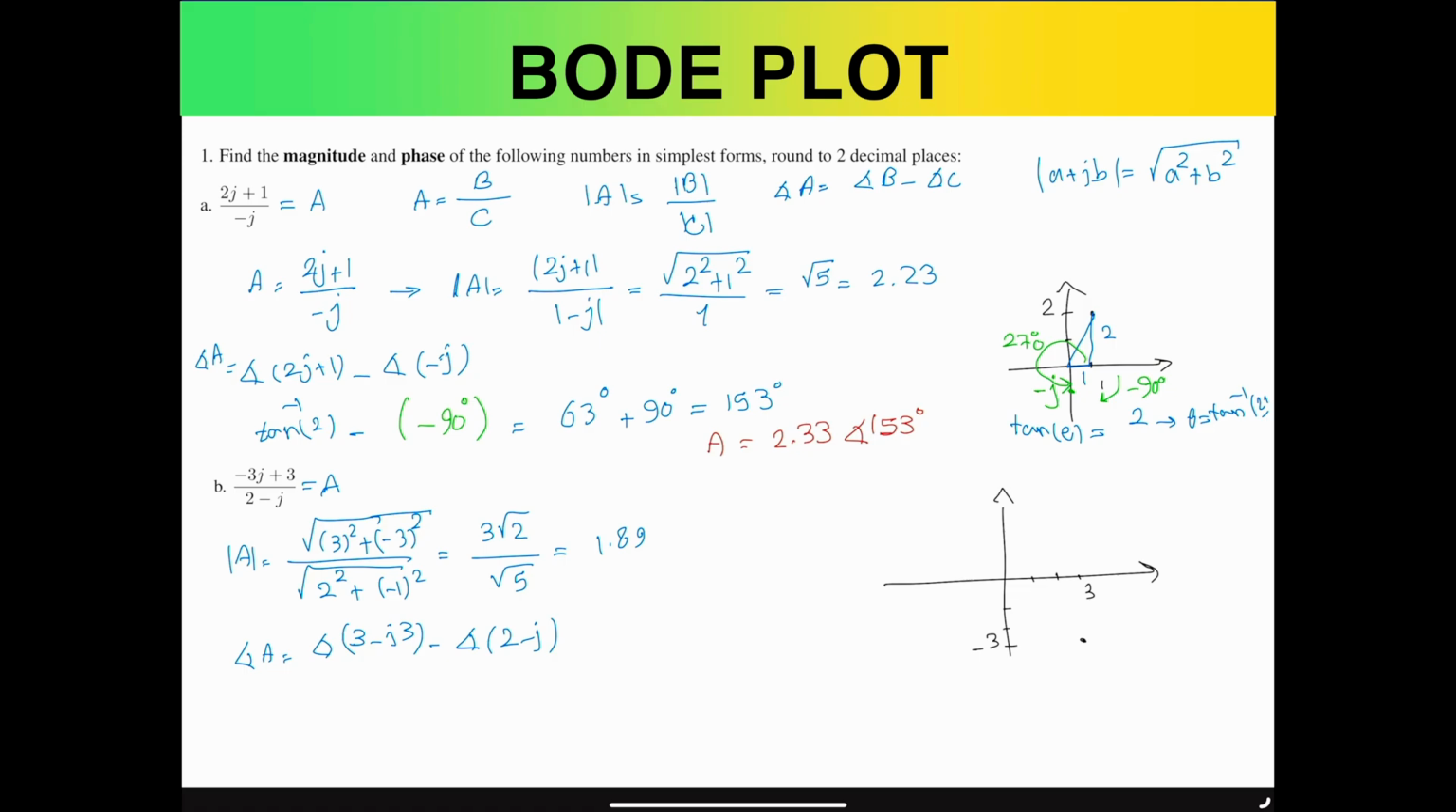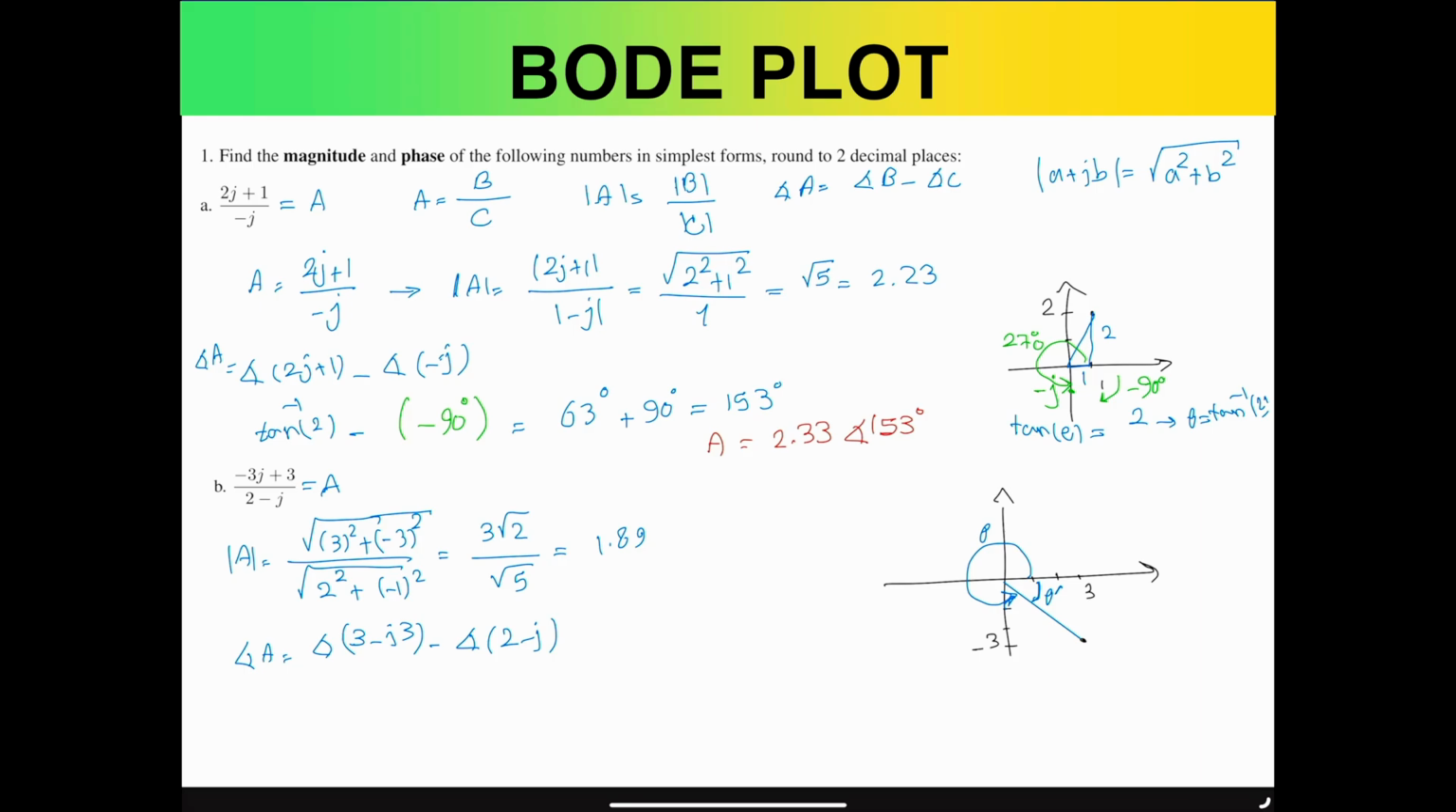And in terms of the angle, we need to find the angle from the horizontal axis all the way to this point. However, an easier way to find the angle is to find this theta prime instead of theta, because theta prime is going to have an angle lower than 90 degrees, and it's easily calculable with a calculator.